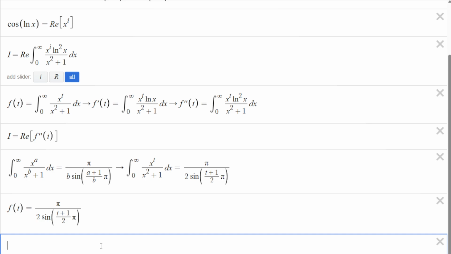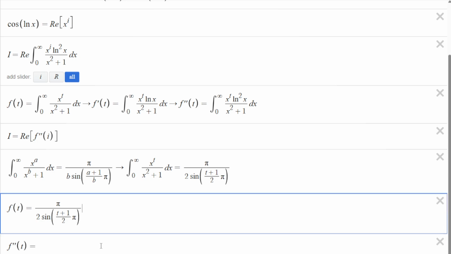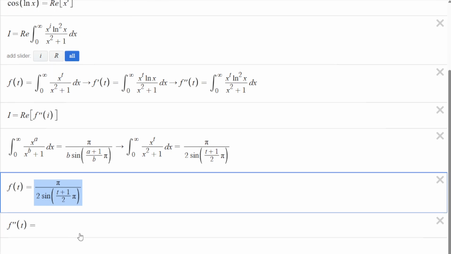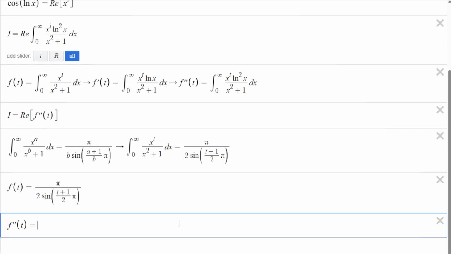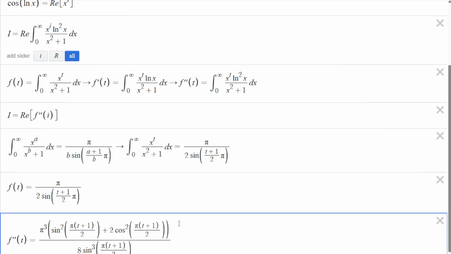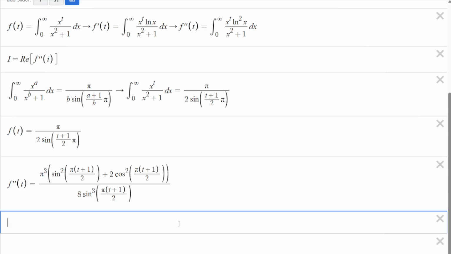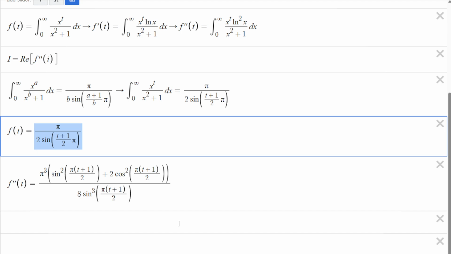So what I'm going to do is skip to f double prime of t, and set it equal to whatever online integral calculator says the second derivative of this with respect to t is. So I'm going to pause the video and I will paste the derivative there in a second. All right, we're all done, and this is what online integral calculator gives for the second derivative with respect to t of this function right here.